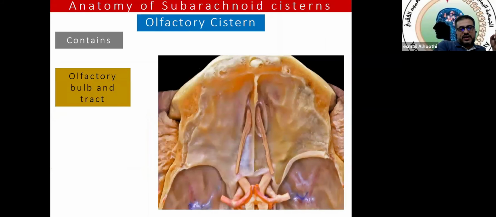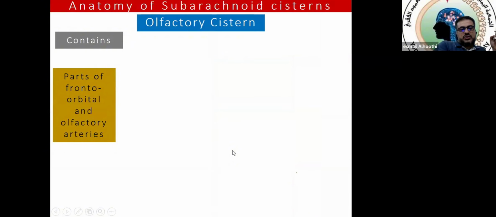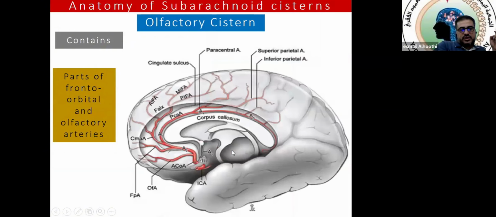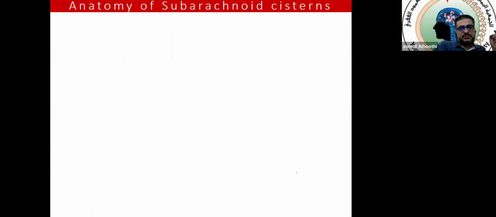The contents is the olfactory bulb and tract, parts of the frontoorbital and olfactory arteries. The olfactory arteries and frontoorbital arteries. Also, it contains several frontobasal veins. The next cistern is the Sylvian cistern.